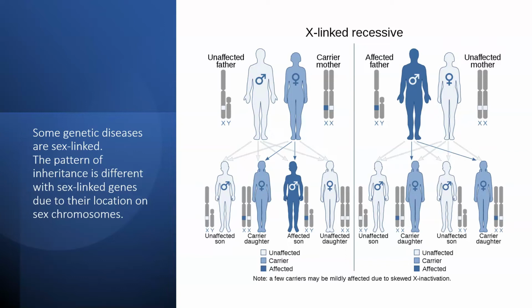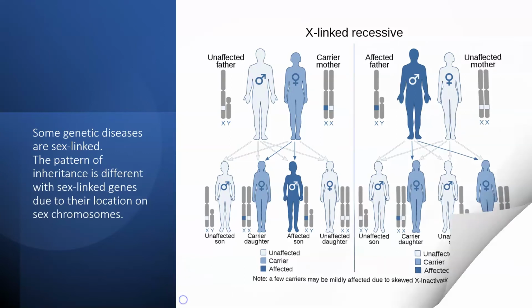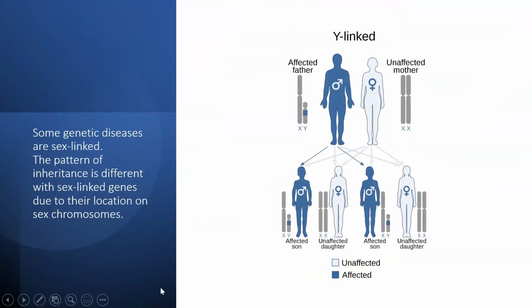Okay. If we look at an affected father, you will always end up with carrier daughters because they would have to inherit the X chromosome, but sons would always be unaffected because they get the Y chromosome from the dad. Now, if a condition is Y-linked, then sons are guaranteed to be affected. It will be passed from the father. The daughters will always be unaffected because they don't have that Y chromosome.